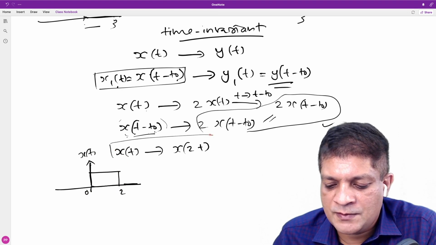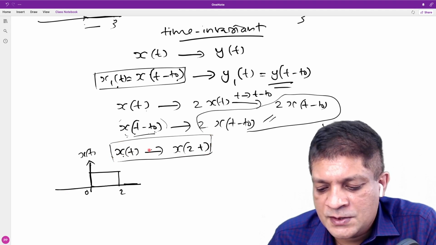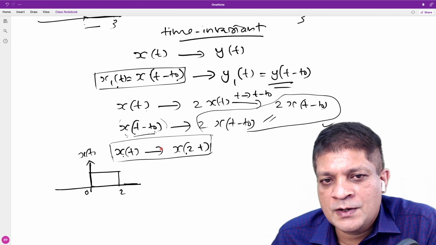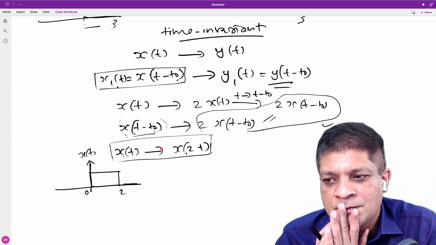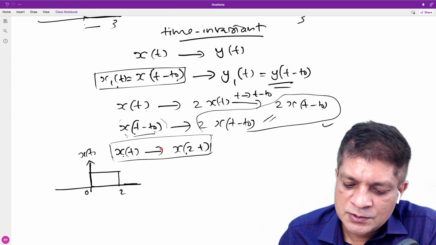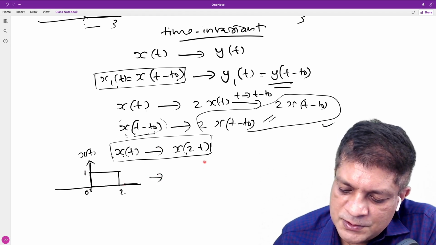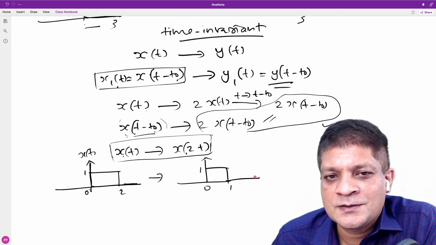What is this system? What does it do? This system takes x(t) to x(2t). That means whatever input you are giving, the output is a compressed version of the signal, compressed by a factor of 2. So if you are giving this as the input signal, what will be the output signal? Is it this, 0 to 1?